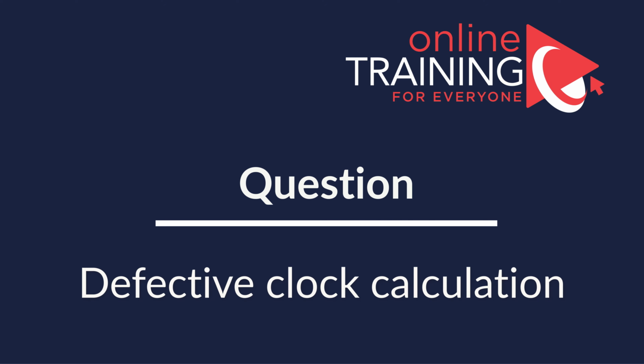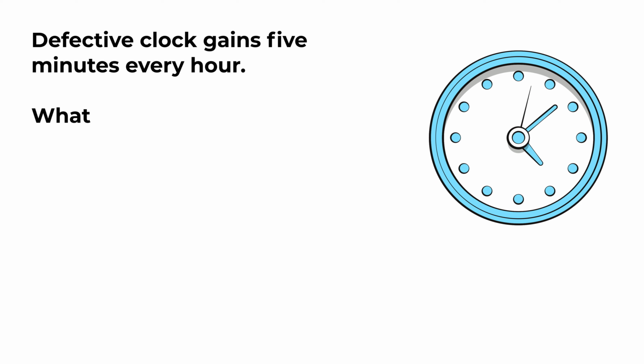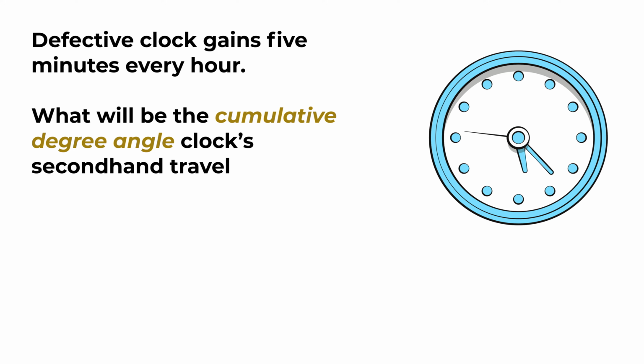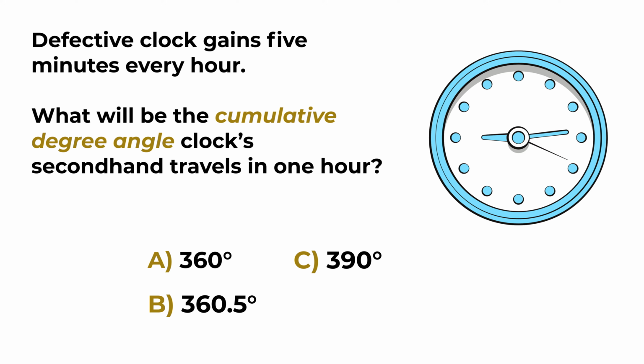Here's an interesting question which may not be as easy as it looks. A defective clock gains 5 minutes every hour. What will be the cumulative degree angle the clock's second hand travels in 1 hour? You're presented with 4 different choices. Choice A, 360 degrees. Choice B, 360.5 degrees. Choice C, 390 degrees. And choice D, 380 degrees.